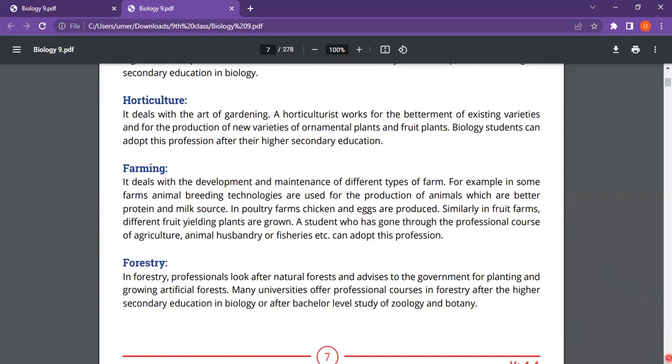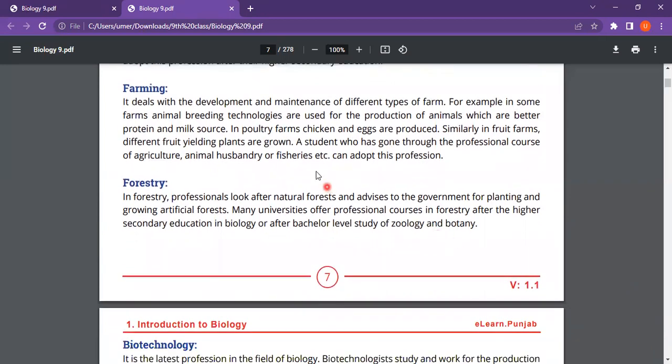Farming. It deals with the development and maintenance of different types of farms. For example, in some farms, animal breeding technologies are used for the production of animals which are better protein and milk sources. In poultry farms, chicken and eggs are produced. Similarly, in fruit farms, different fruit-yielding plants are grown. A student who has gone through a professional course of agriculture, animal husbandry, or fisheries, etc., can adopt this profession.